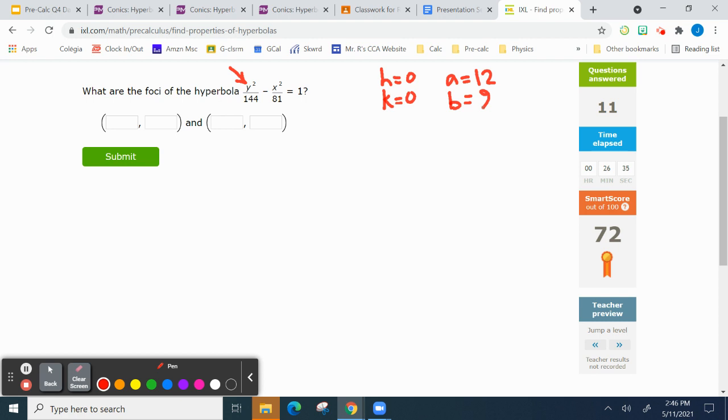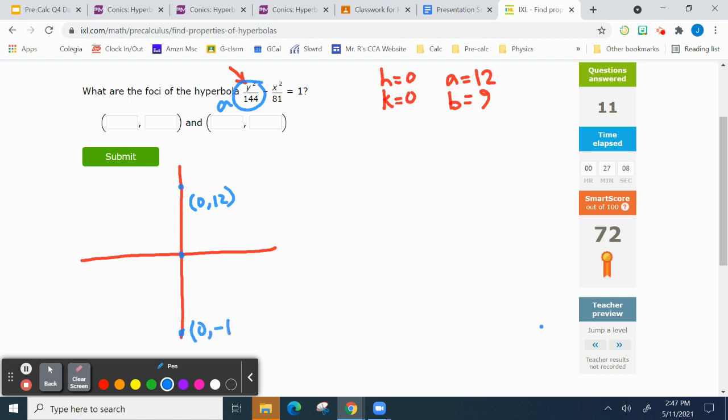All right. So now we're going to take a little graphing thing here, and we're going to put the center in the center. And our a is going to be 12. A is on the y-axis, right? Because it's always the first one. So we're starting at 0 and we're going up 12 and down 12. So this particular point right there is 0, comma 12. And this particular point here is 0, comma negative 12, right? But those are not the foci, are they? Those are the vertices. But that is our A, right?